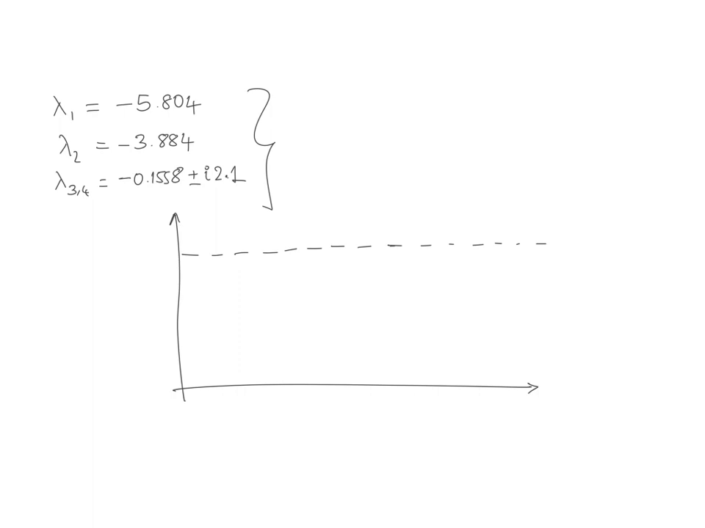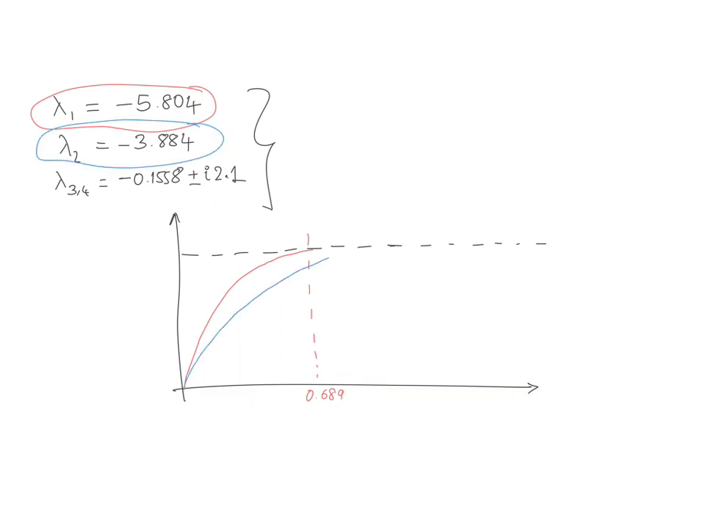Okay, so the first one is over here, the first order mode, which looks something like this. Now that has a settling time, I think we figured out, of about 0.689 seconds or something. The second one is another first order mode, this one. Now that had a slightly higher settling time, so it looks something like this, around 1.03 seconds.